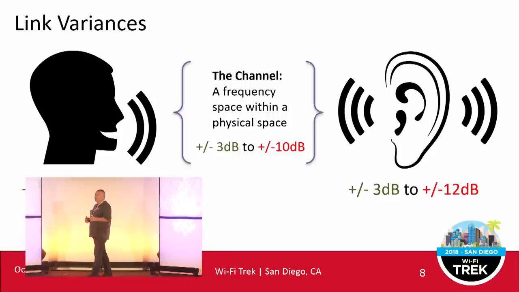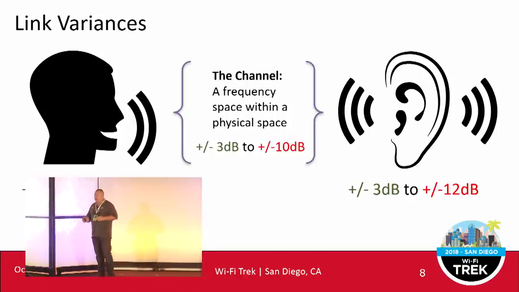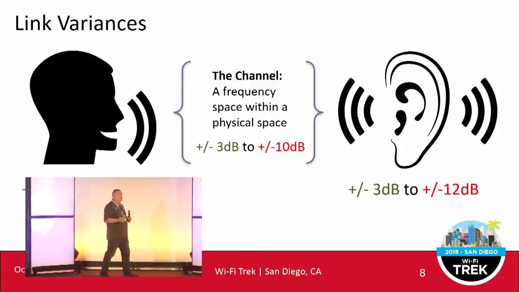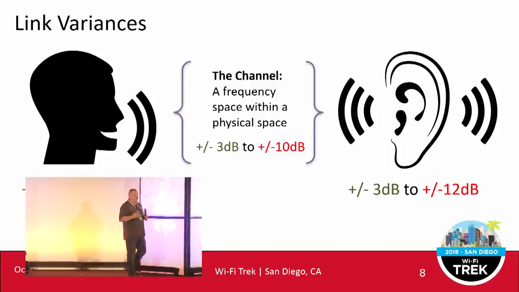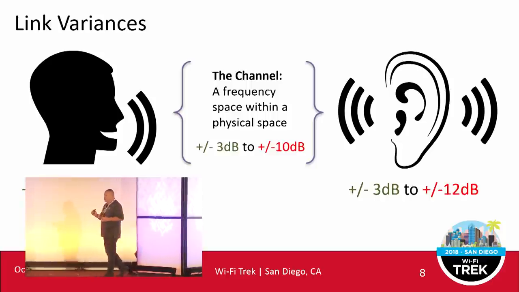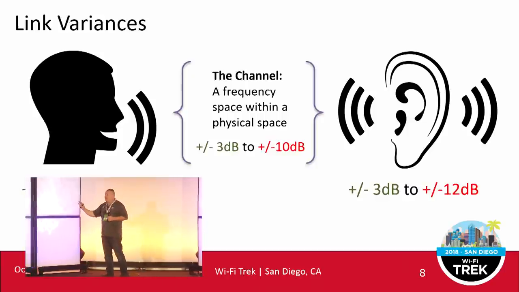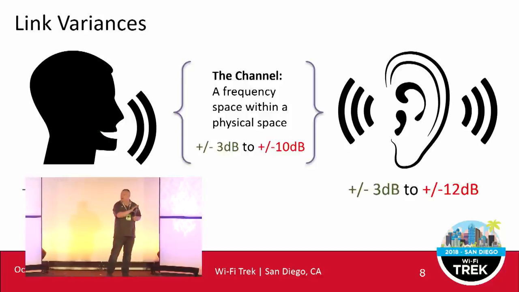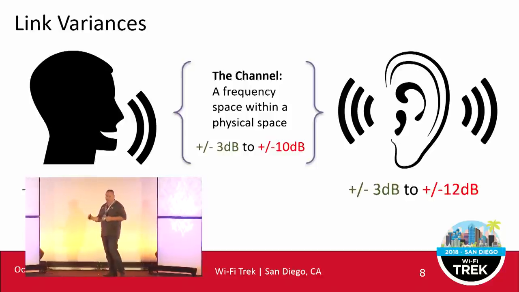First, let's talk about link variance. There are a lot of variables here. We've got the transmitter. Secondly, we've got the receiver. And third, we have the channel. A channel you could define as a frequency space within a physical space. That is to say, if I had channel 36 in this training room over here, it may act very differently than channel 36 in an industrial kitchen, just due to reflectivity, absorption, and other environmental factors. Does this make sense? Okay.